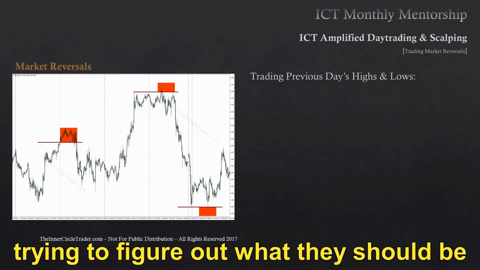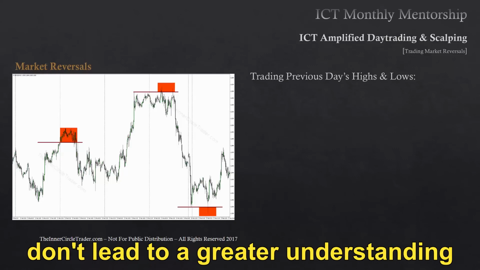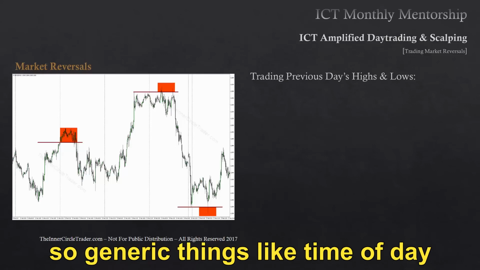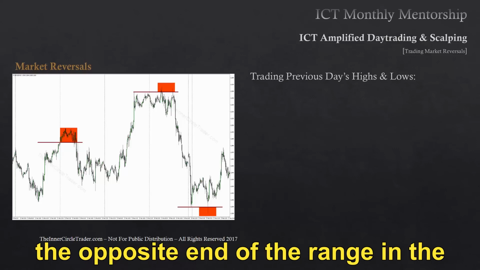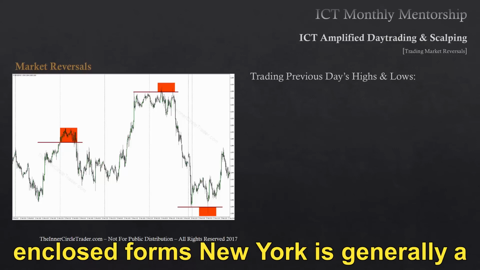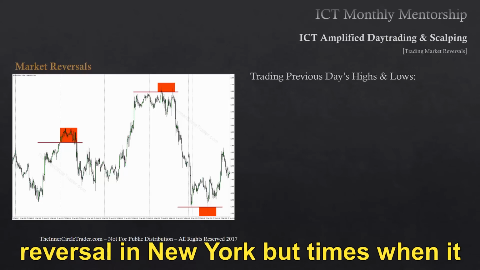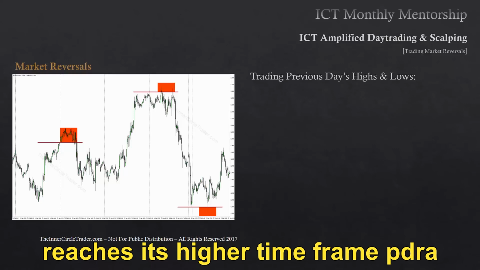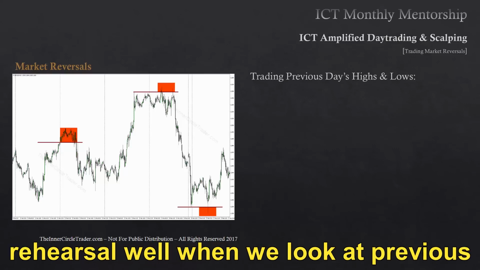They're always trying to figure out what they should be doing, and they're chasing things that don't lead to greater understanding. So generic things like time of day, highs or lows formed in London, the opposite end of the range in London close forms. New York is generally a continuation. Rarely will it become a reversal in New York, but times when it reaches its higher time frame PD array, that's when you anticipate that New York session becoming a catalyst for reversal.